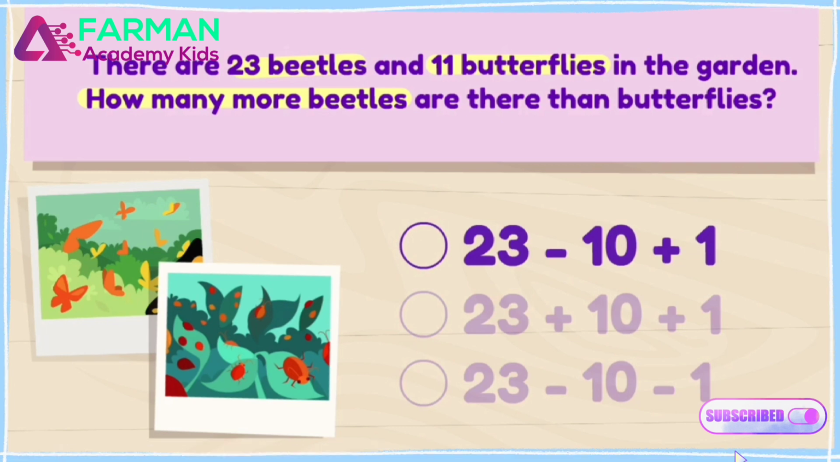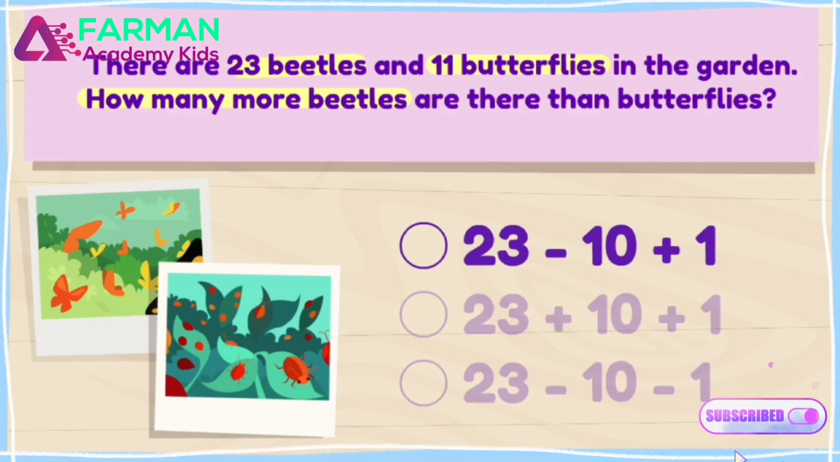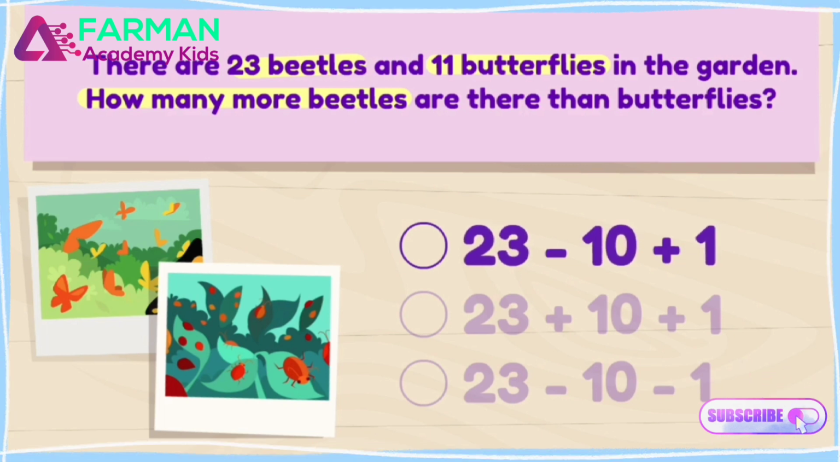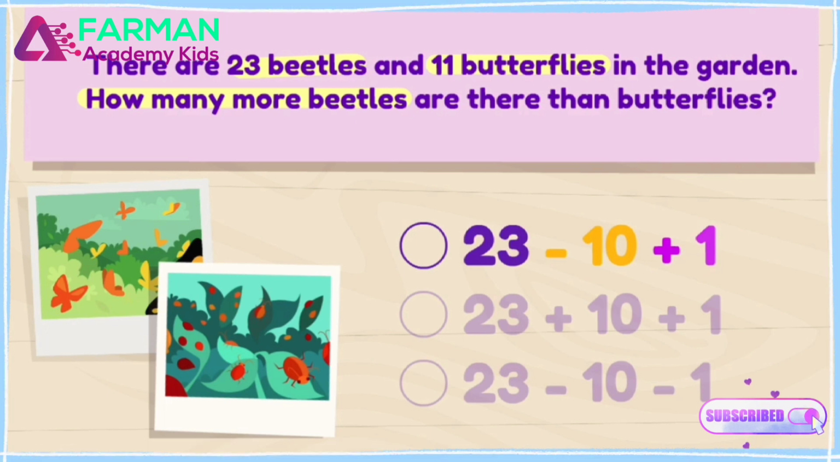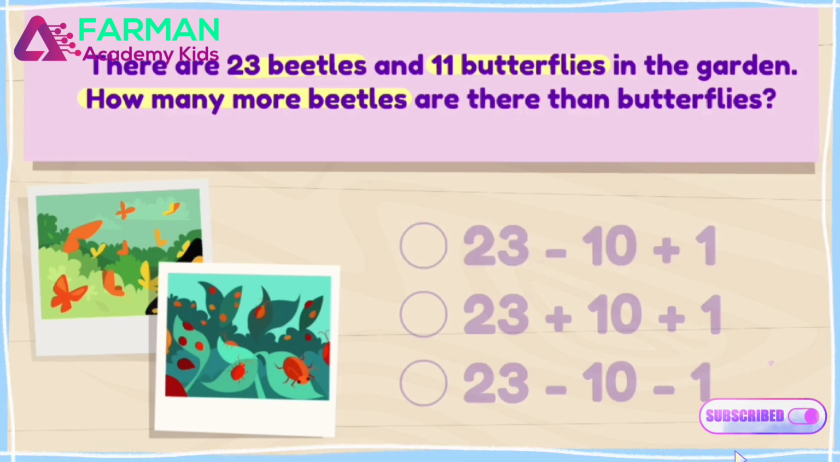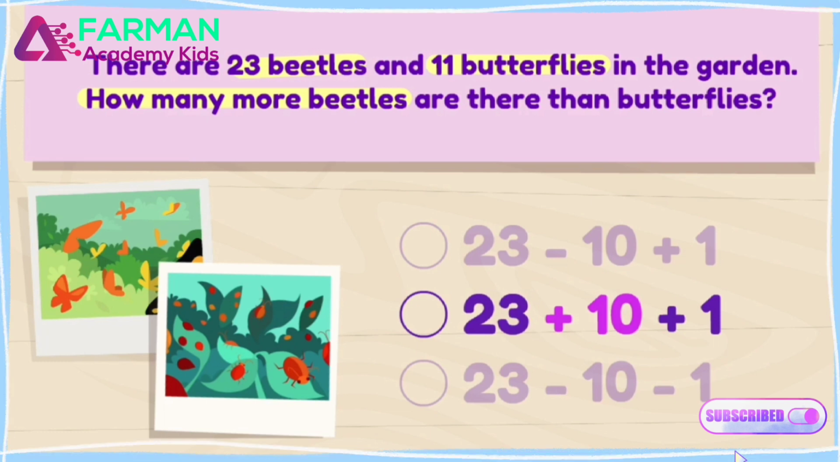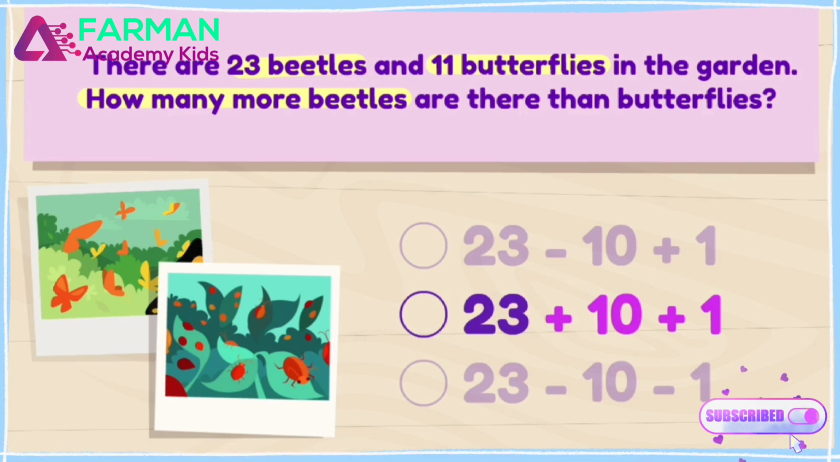Let's look at A. Since we're adding and subtracting in the same equation, we have to go left to right. This equation means we start with 23, take away 10, then add 1. We only take away 10 with this equation, not 11. This one is not right. Time for B. This equation means that we start with 23, add 10, then add 1. We didn't take away anything with this equation. This one is also not right.